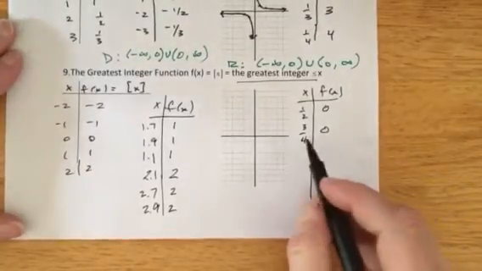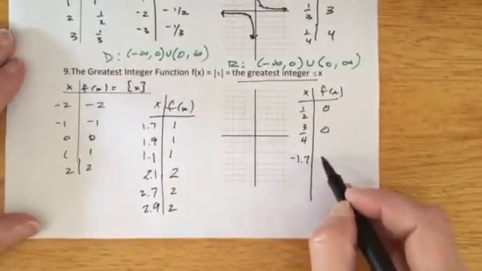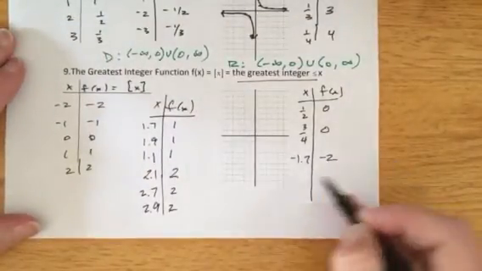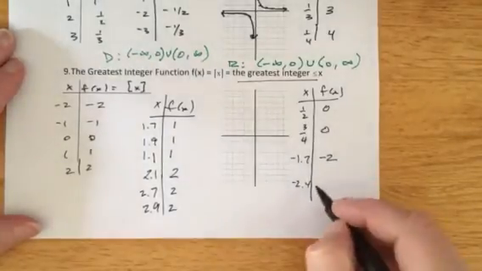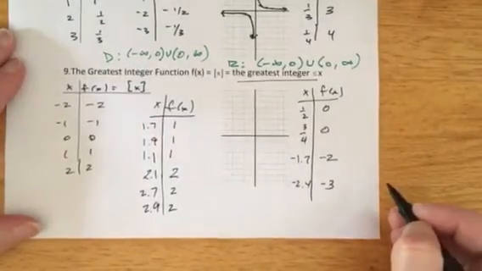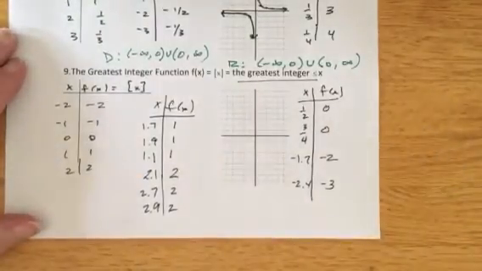And then negatives, again, just be careful that you remember you're going to the left. So if I have negative 1.7, it gets pulled back to negative 2, remember. Negative 2.4 gets pulled to the left, which would wind up at negative 3. This is also sometimes called the step function, and you'll see why.